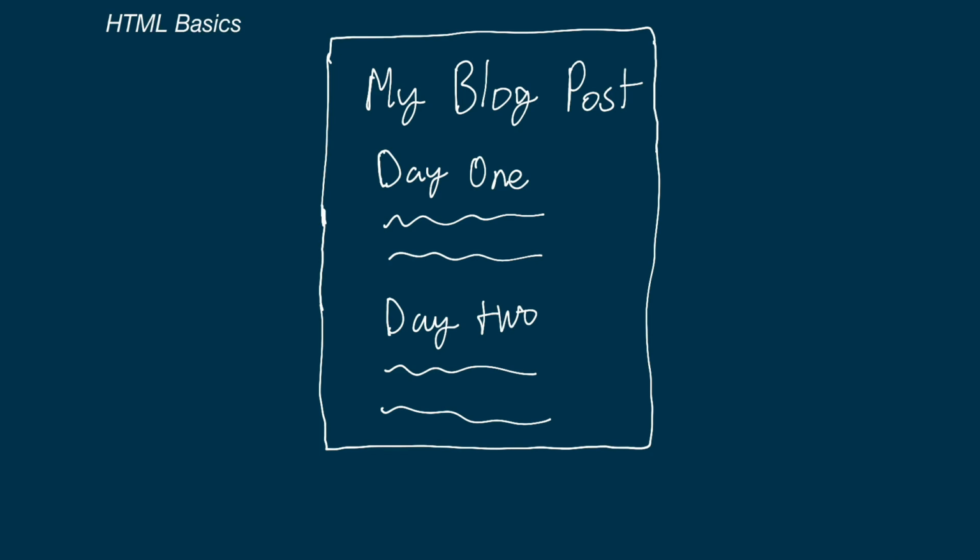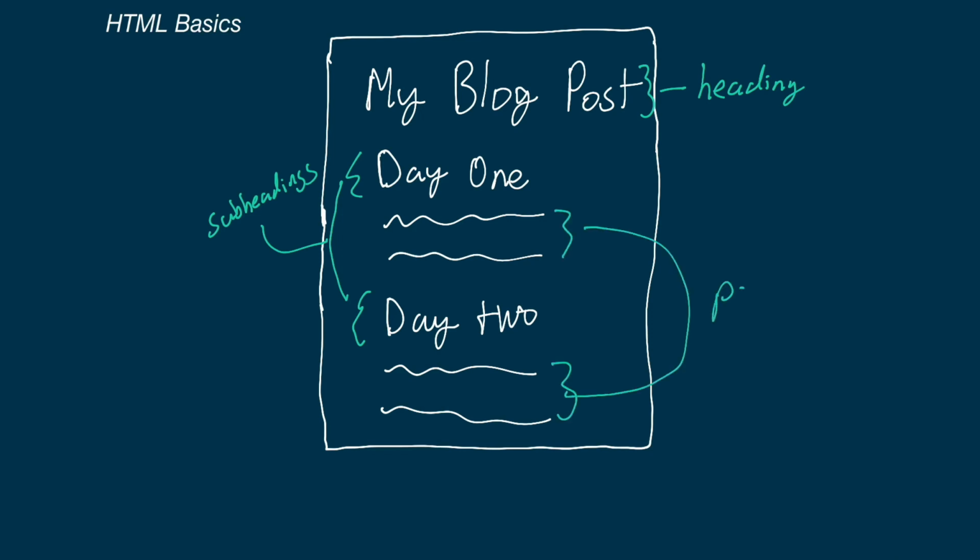So at the top, we have My Blog Post, and this is a heading. Specifically, this is the primary heading of the page. Then we have the text for Day 1 and Day 2, which are also headings, but rather than being the primary heading, these are subheadings, or headings with less importance. And then below each of these subheadings is a paragraph. We could even get more specific and annotate things like which paragraphs are associated with which headings. But for now, let's just stick to describing what each piece of text is.